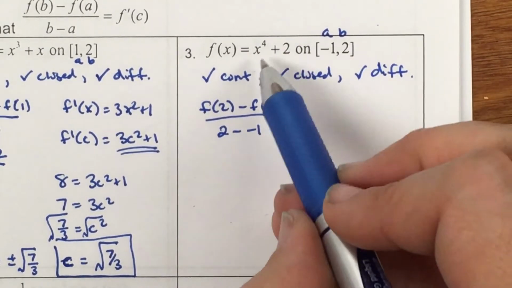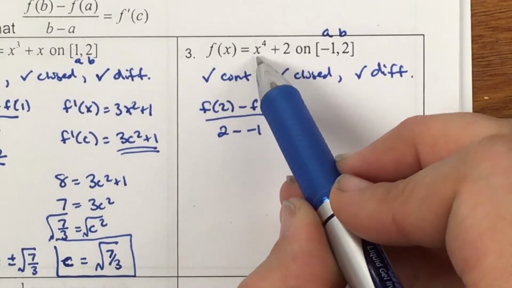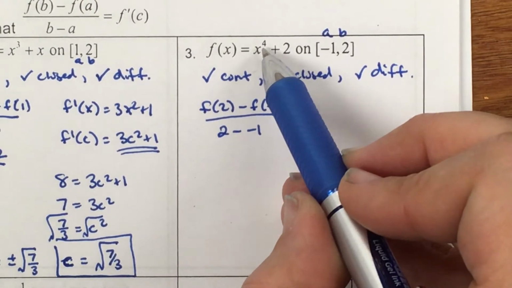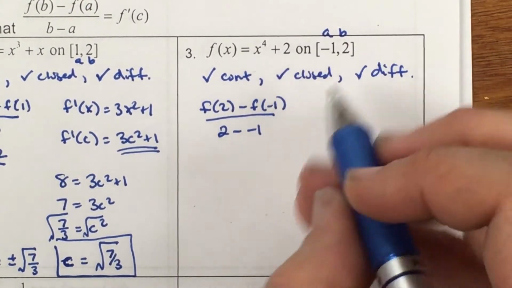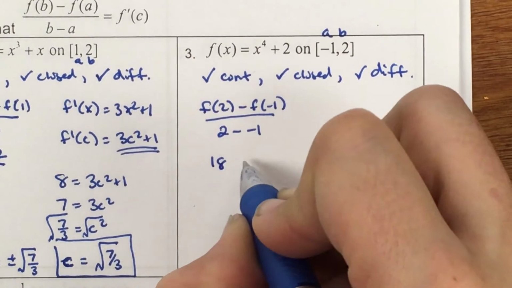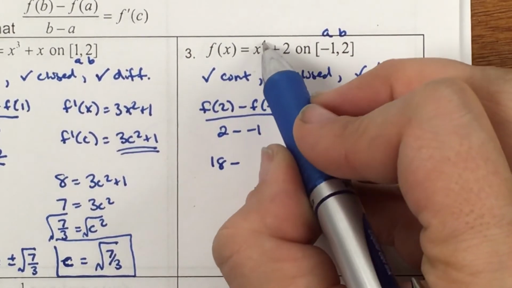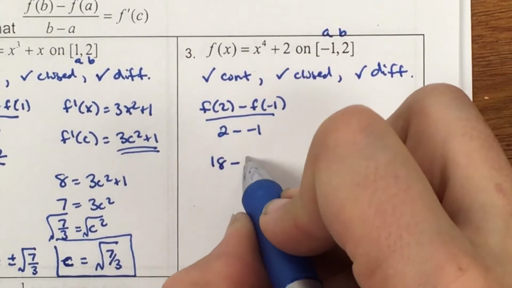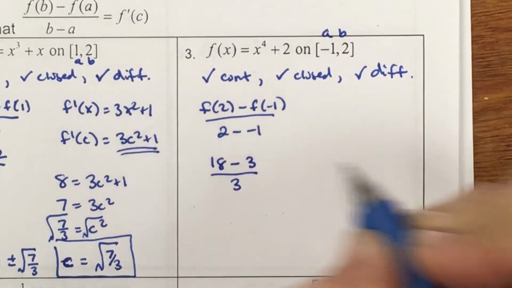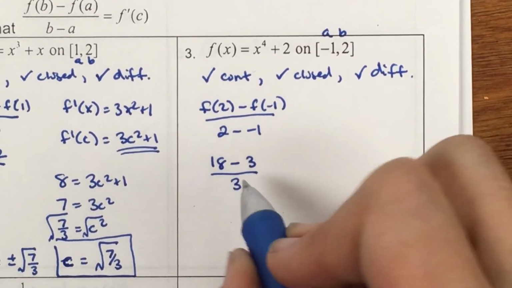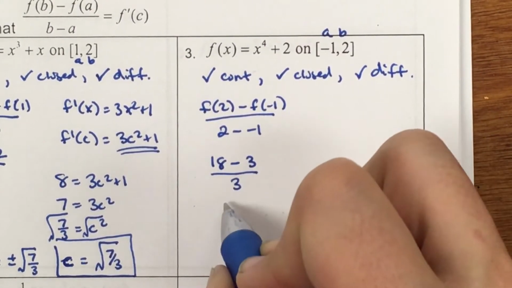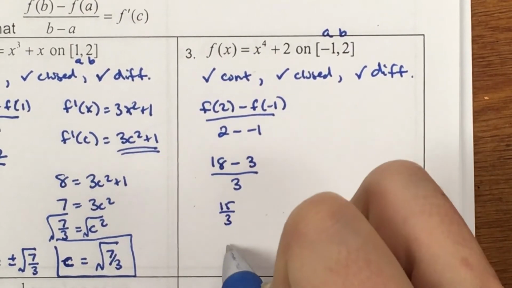So we plug in 2 here, so 2 to the 4th is 16, plus 2 is 18. Minus, plug in negative 1: negative 1 to the 4th becomes a positive 1, plus 2 is 3, all over 3. So that becomes 15 over 3, which is 5.